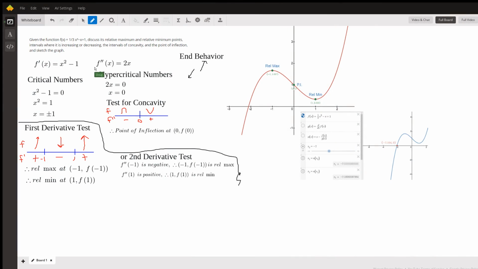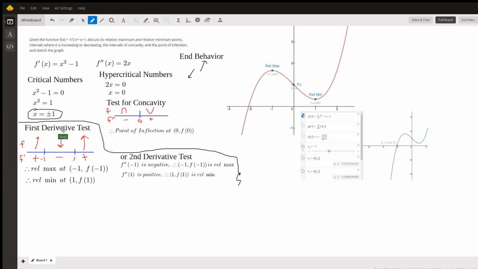Here's some of the tools you can use to answer this question. The original function has a derivative of x squared minus 1. And the second derivative, by the way, is 2x. If we want to find the critical numbers, that's the place where the first derivative is equal to 0. And so there are your critical numbers right there, plus or minus 1.